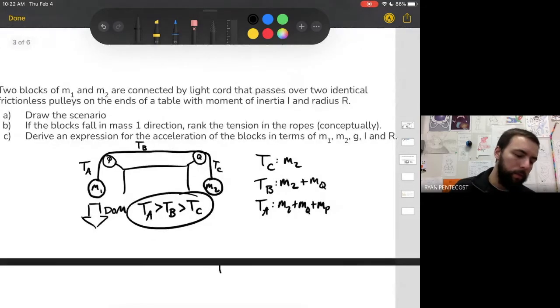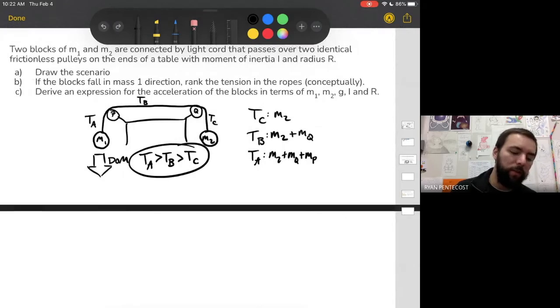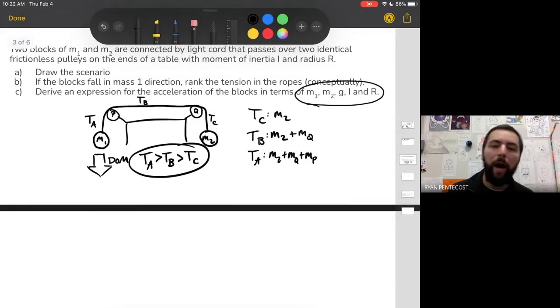Now, if we want to derive an expression for the acceleration of the blocks in terms of M1, M2, g, I, and R, so we're not going to use the mass of pulley Q or pulley P, we're using I and R. I'll show you how we're going to do this. To do this, we're going to use stack and rack. This is a method that we used way back when we were doing summation of forces, I think chapters 3 and 4. So it's a very similar method.